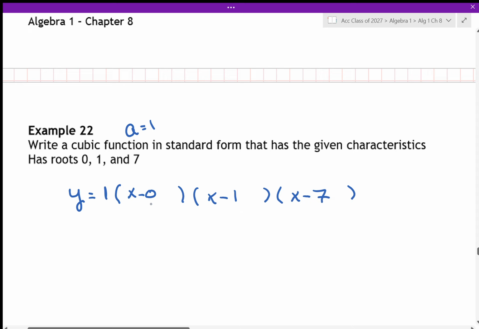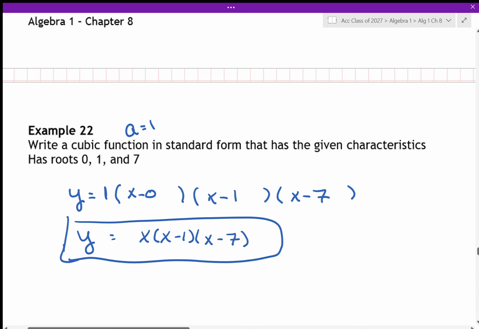Now right here, this x minus 0, that's kind of ugly. We're going to make it a little bit prettier. Y equals just plain old x, and then x minus 1, x minus 7. If you wanted to, you could put any number you like right there. You could put like a 21 right there, and it would still have those characteristics. It would still have the x-intercepts or the roots at 0, 1, and 7. All right, there's 22.